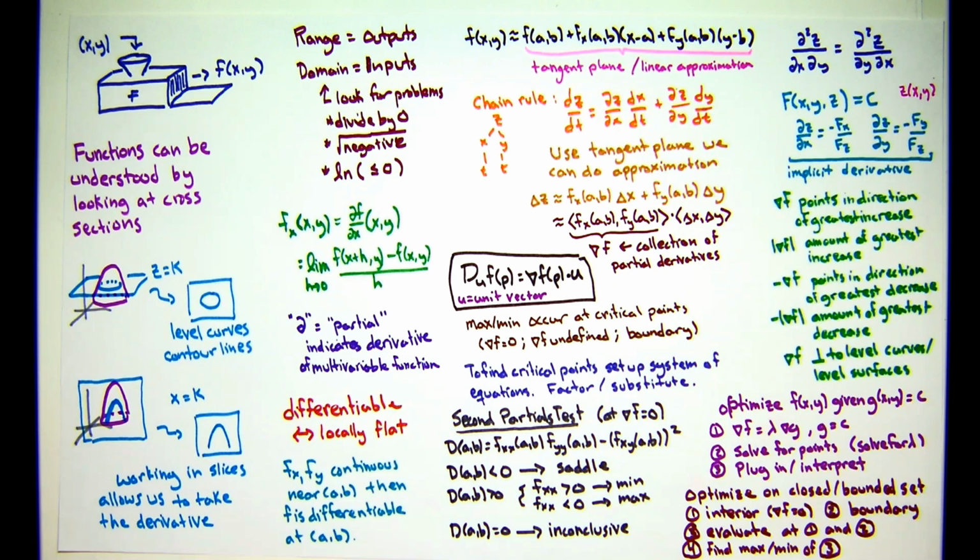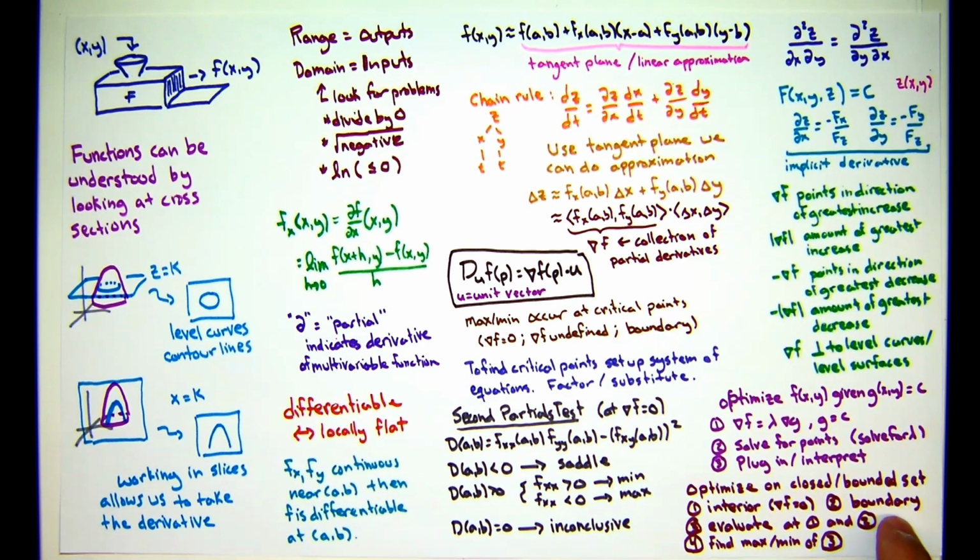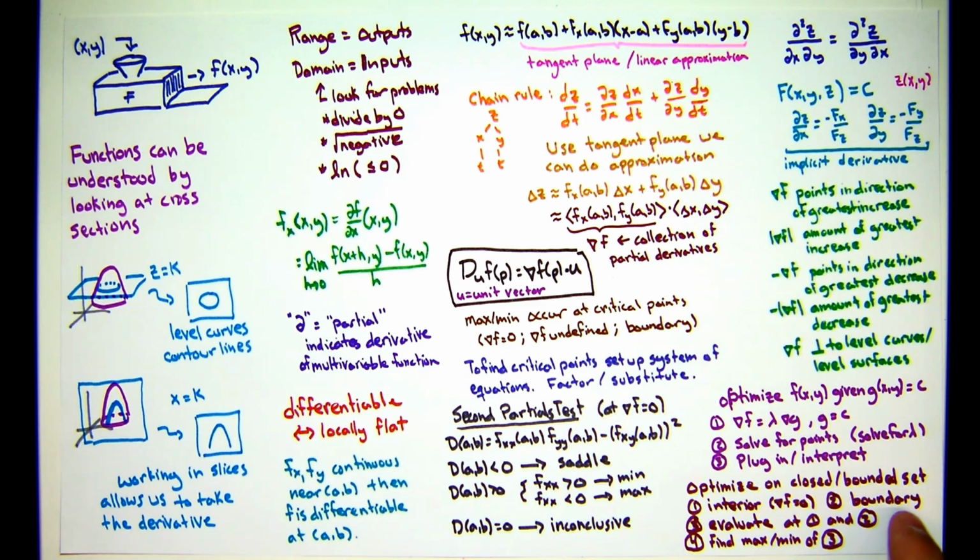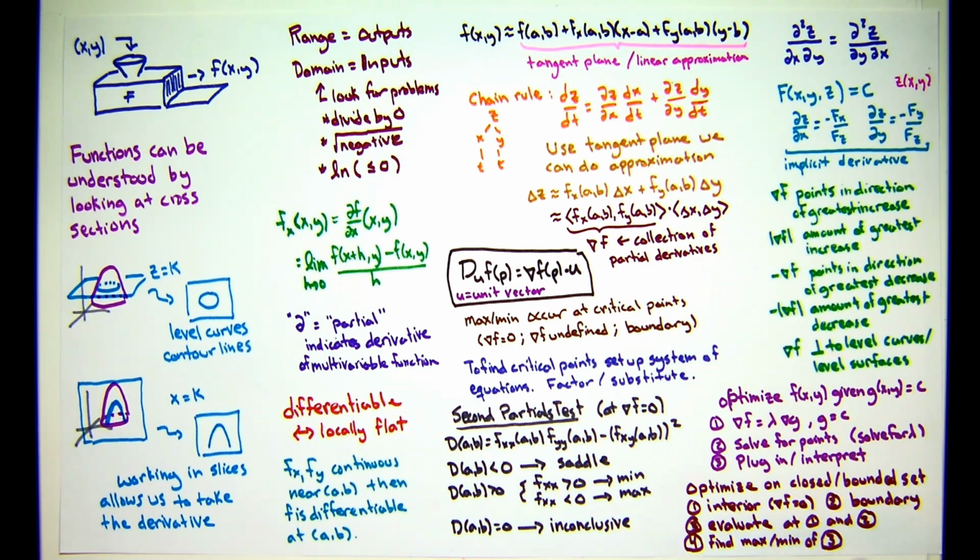Okay. After you've checked each piece, you evaluate all the points you found. So you're making your list, and now you're going to check it. Whichever is the largest number on that list is your max. Whatever is the smallest number is your min. All right. And I think that's about everything. Did I miss anything?